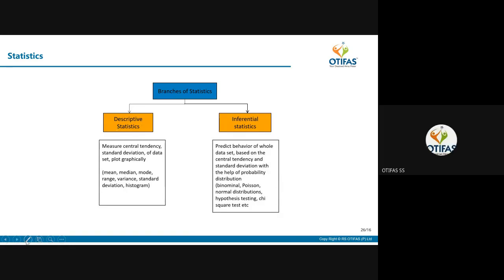See, descriptive means it's all about describing a set of data. What are the tools you use in describing a set of data? One is the central tendency of the data and the standard deviation of the data. Also, you plot the data in a graphical summary. The measures of descriptive statistics: you find mean, median, mode, range, variance, etc. And inferential statistics means the predicting part. Based on this, you predict. That's the example of the exit poll I gave.